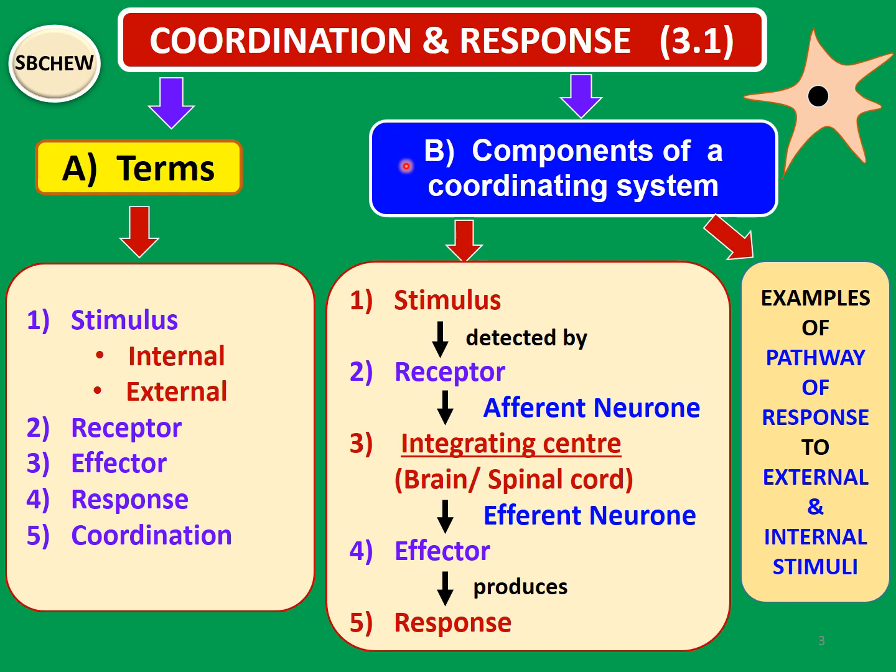For B, components of a coordinating system, we are going to study the various components in the correct order. Stimulus received by a receptor, and impulse is produced that travels through the afferent neuron to the integrating center. So integrating center is the control center where all the impulses will go to and where new impulses will be generated for the responses. So the integrating center can be the brain or spinal cord, and then impulse is produced that travels through the efferent neuron to the effector, which carries out the response.